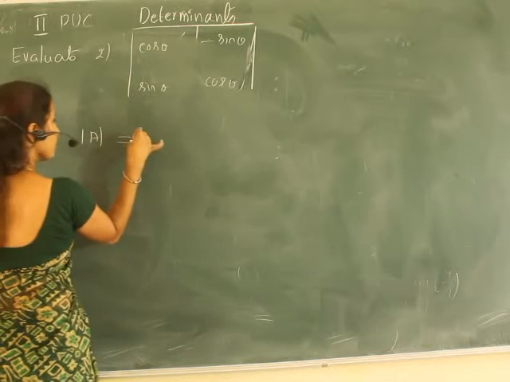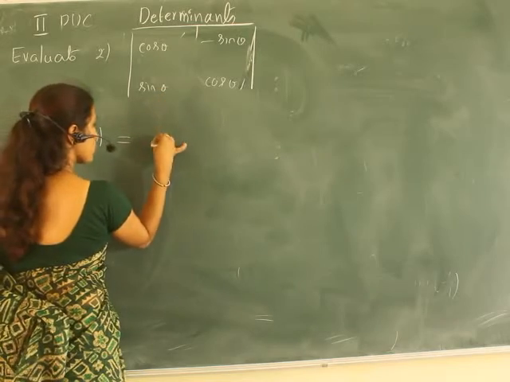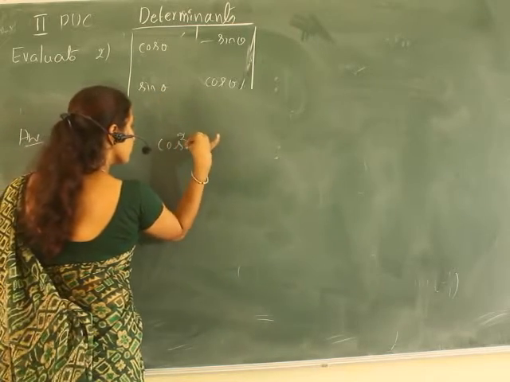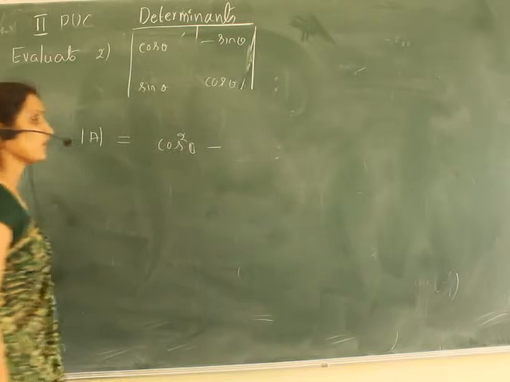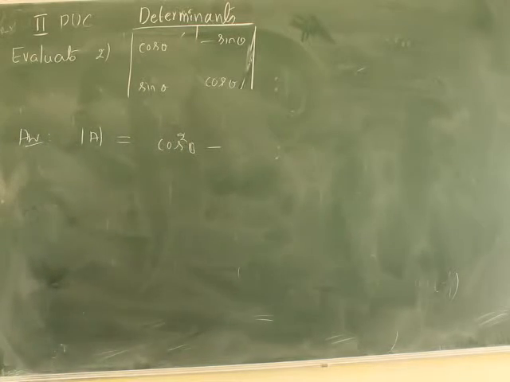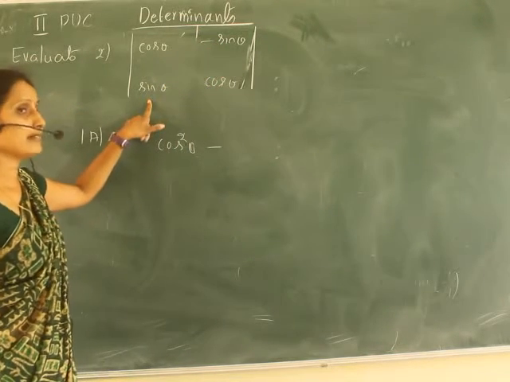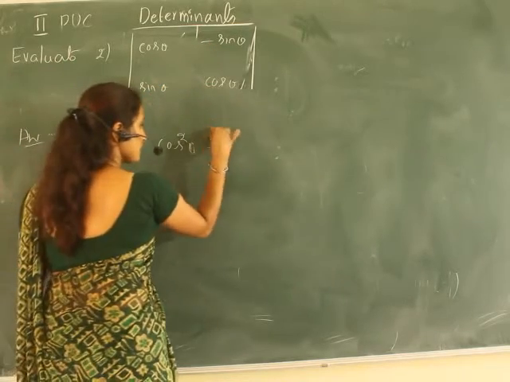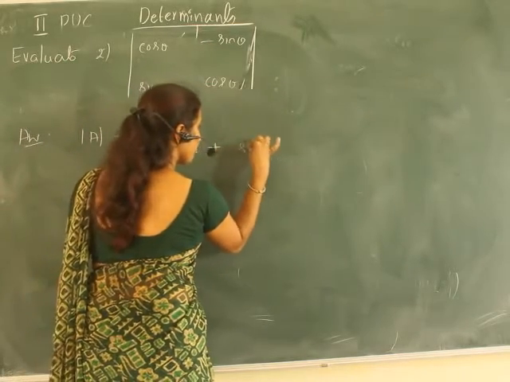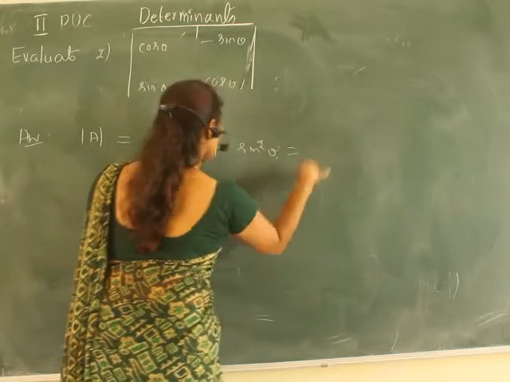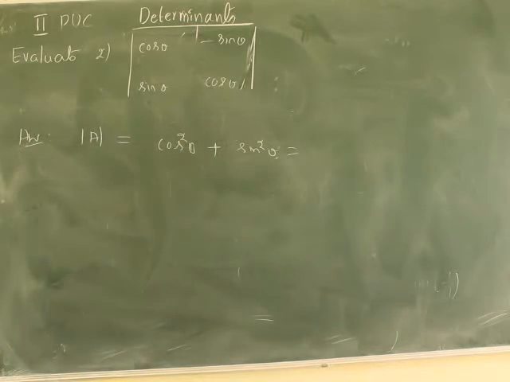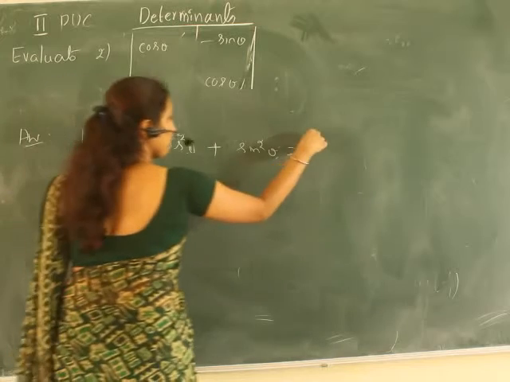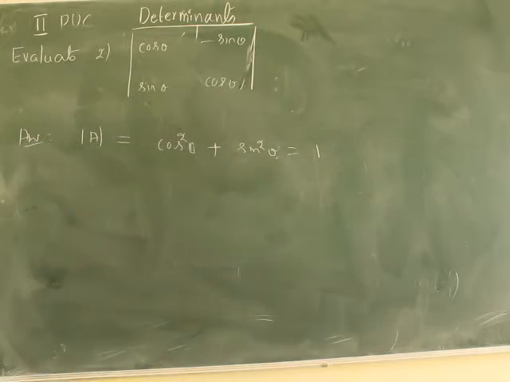Determinant of A is equal to cos theta into cos theta, which is cos square theta, minus minus sin theta into sin theta, which is sin square theta, but it is minus, so this becomes plus sin square theta. We know the value of cos square theta plus sin square theta is 1. So the determinant value is 1. Next one.